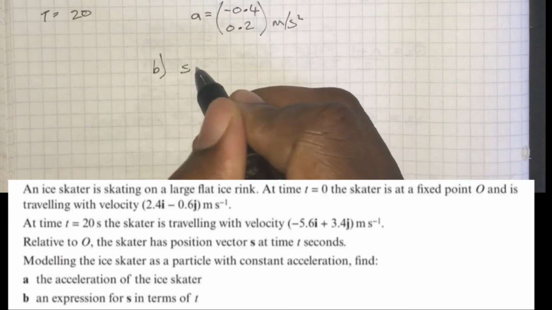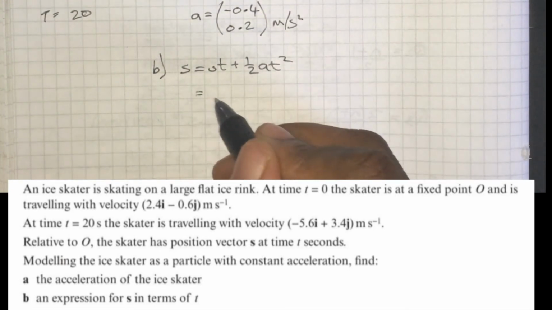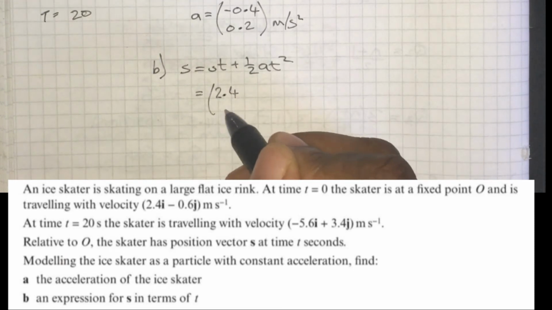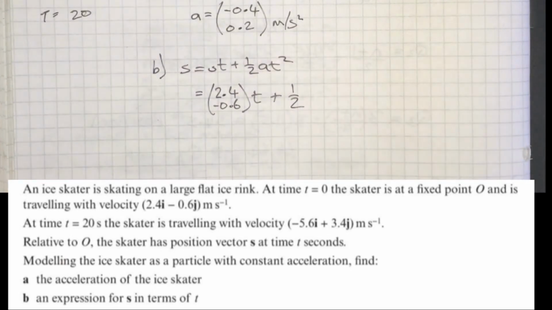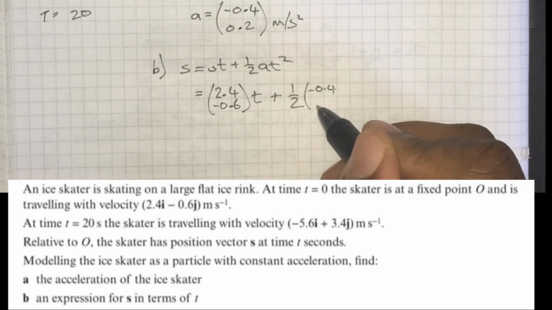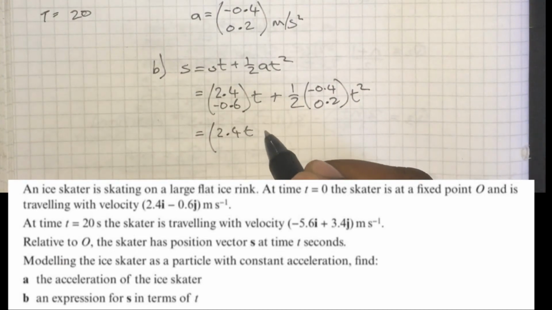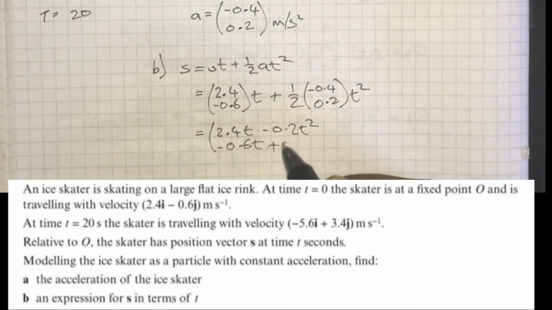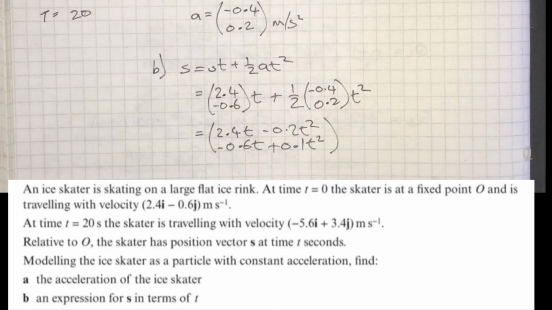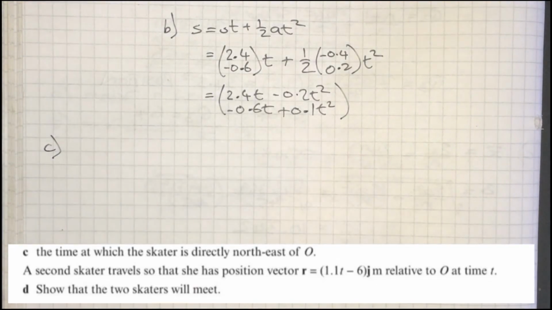The second part of the question says find an expression for S. So that's the displacement in terms of t. So we just want one resultant vector using the term t. So we'll substitute in our initial velocity, and we'll substitute in the acceleration that we've just found. So this is what we get by substituting, but I want to write that as one resultant vector. Again, these are always more useful for us. Okay, so there's my expression for the displacement.